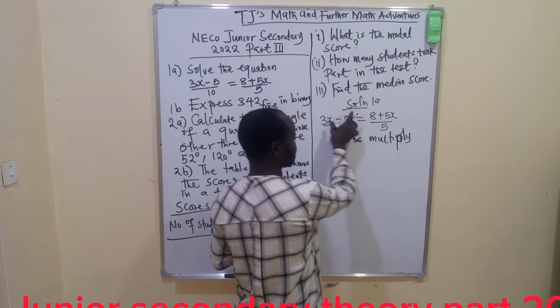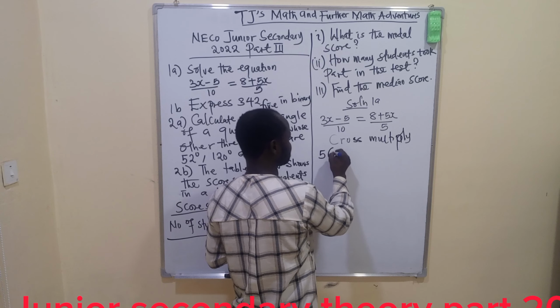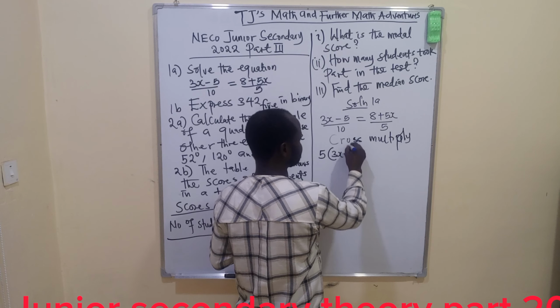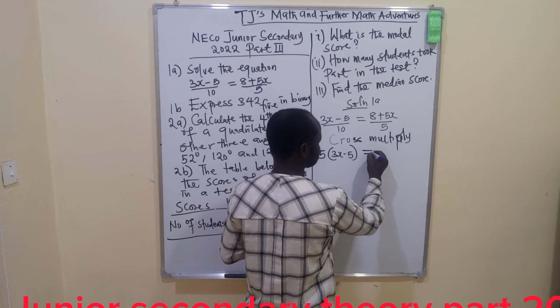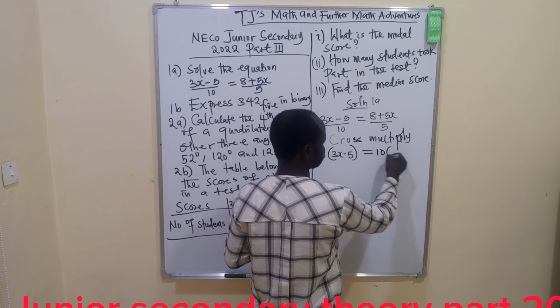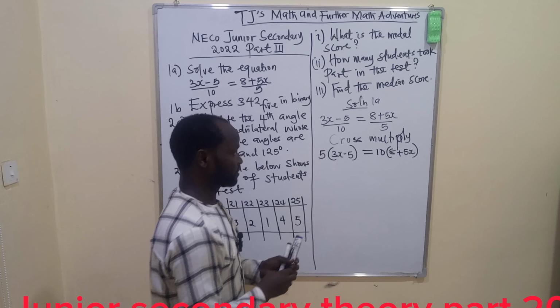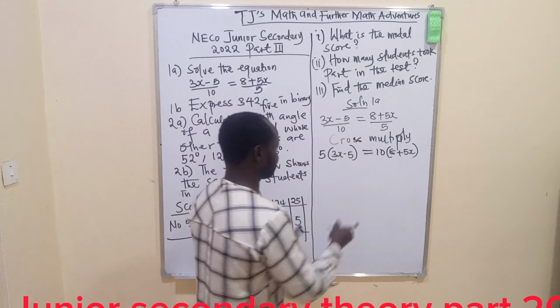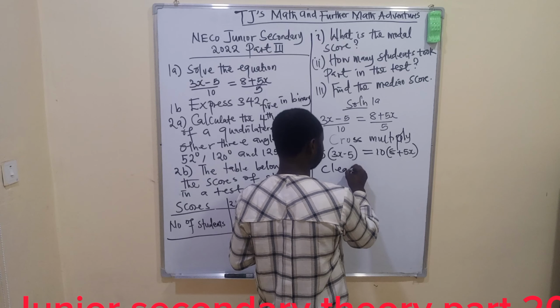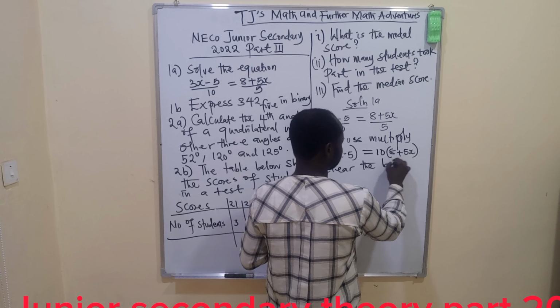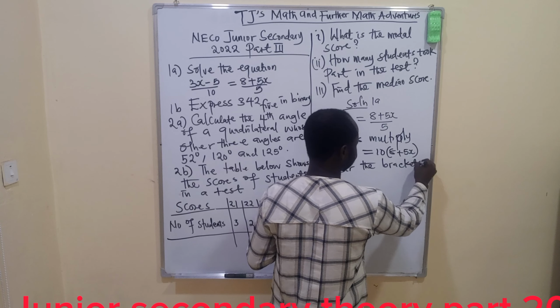It means 5 times the whole of this, that will be 5 into (3x minus 5). We close the bracket. This will be 10 times the whole of that, which will be 10 into (8 plus 5x). We close the bracket. The next thing is to clear the brackets so that we can find x.